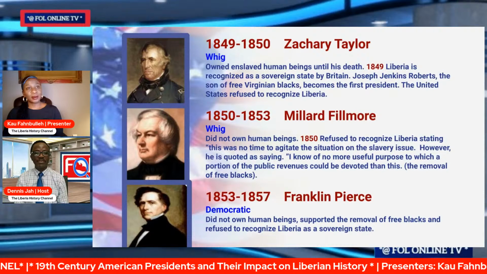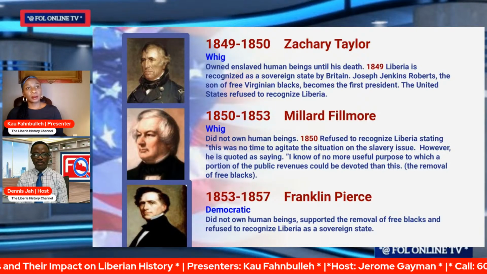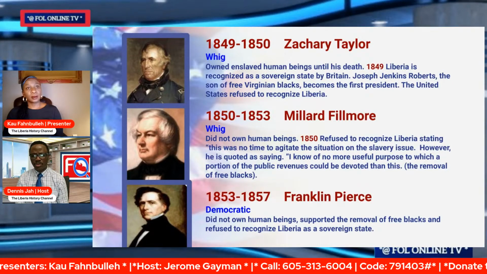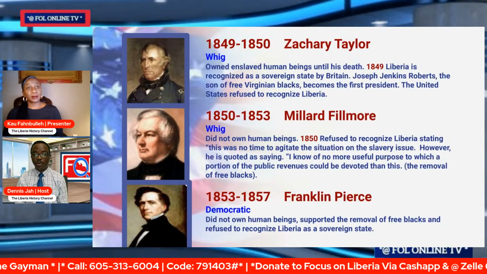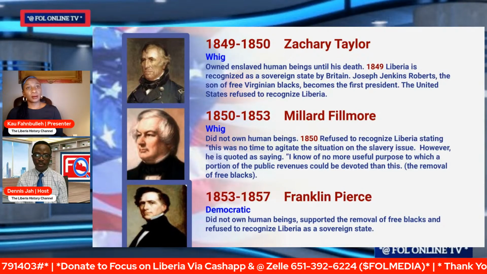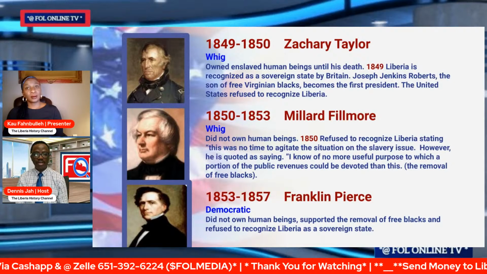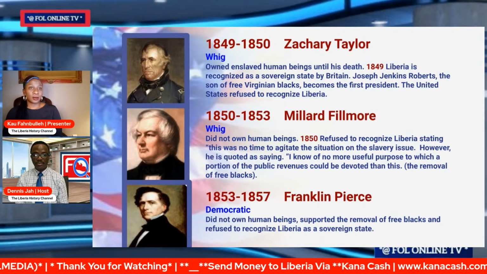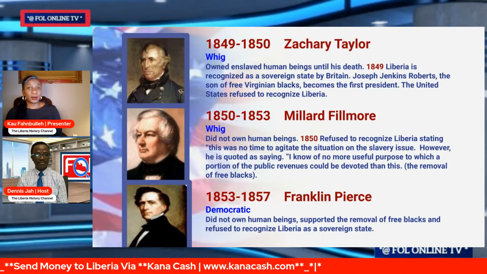1850 to 1853, Millard Fillmore did not own human beings. 1850, refused to recognize Liberia, stating this was no time to agitate the situation on the slavery issue. However, he is quoted as saying, "I know of no more useful purpose to which a portion of the public revenues could be devoted than this, the removal of free blacks." Franklin Pierce did not own human beings, supported the removal of free blacks, and refused to recognize Liberia as a sovereign state. So you see a theme there?